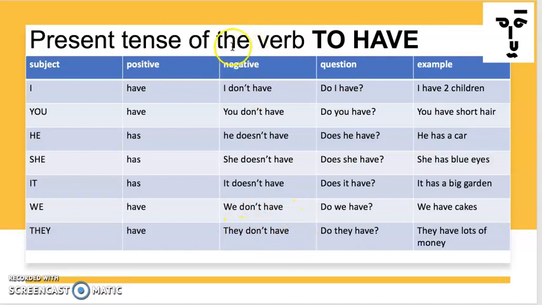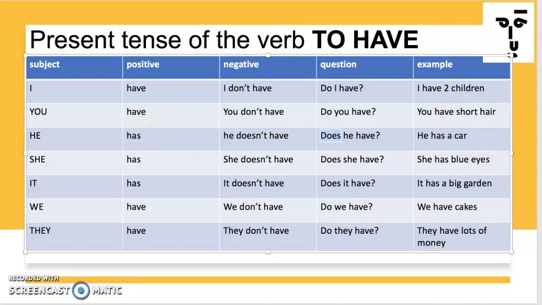Now remember, sometimes when we're making the verb to have, we need to use the verb do to help us make the negative, do or don't, do or doesn't, and we need to use the verb do to help us make the question. For the questions, do I have? Do you have? Does he have? Does she have? Does it have? Do we have? And do they have?